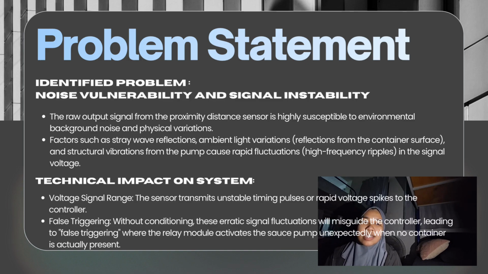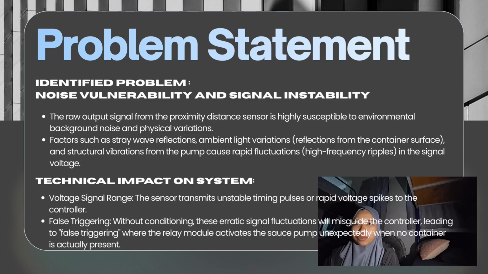Factors such as stray wave reflections, ambient light variations, such as the reflection from the container itself, and structural vibration from the pump cause rapid fluctuation, which leads to high frequency ripple in the signal voltage.